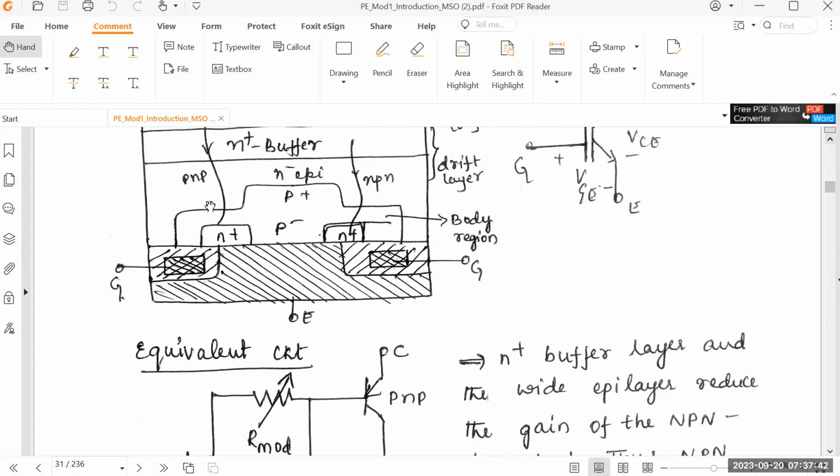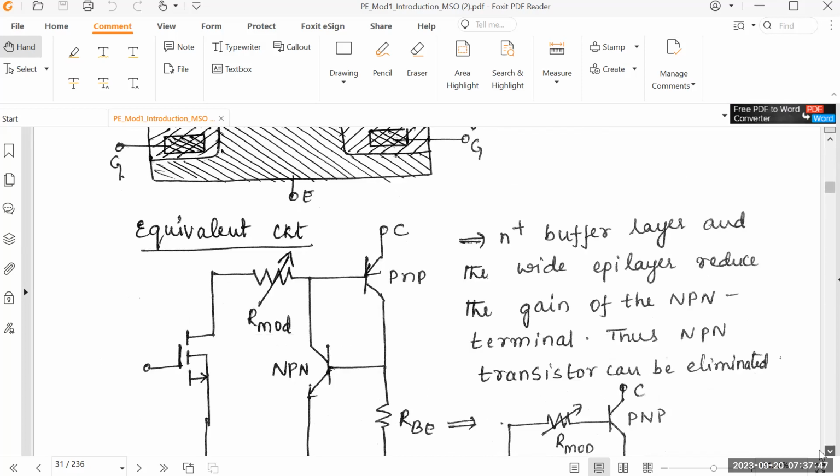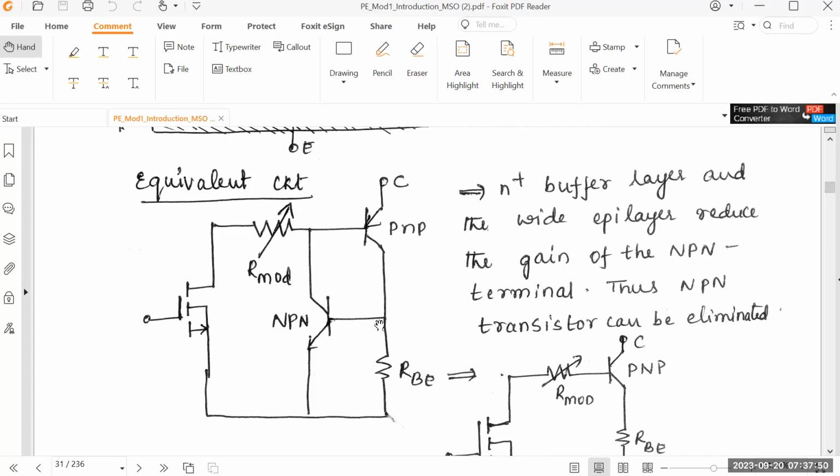In the construction, there are NPN and PNP transistors. Here, the base of this NPN is connected to the emitter of this PNP, and these two combined terminals are connected to a resistor, which is the internal resistance between the base and the emitter. This resistance is called R_BE, and it is connected over here. So this is how we make the equivalent circuit.